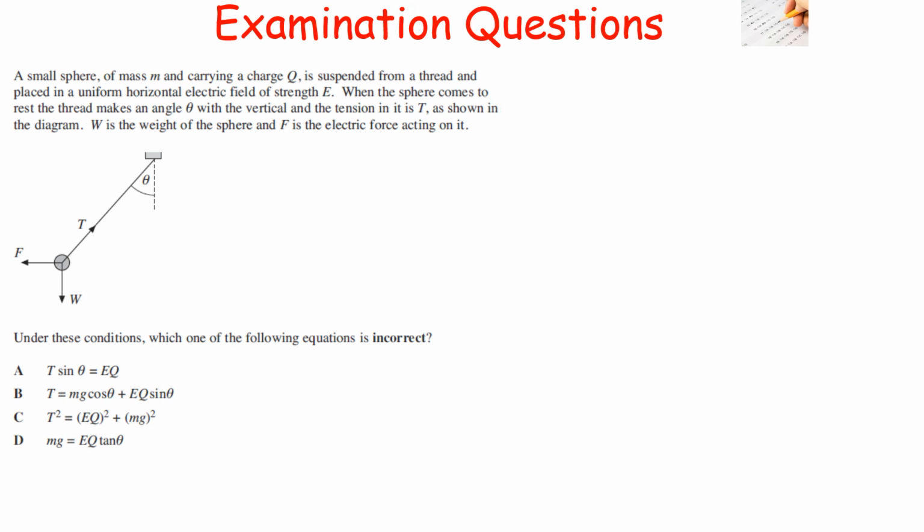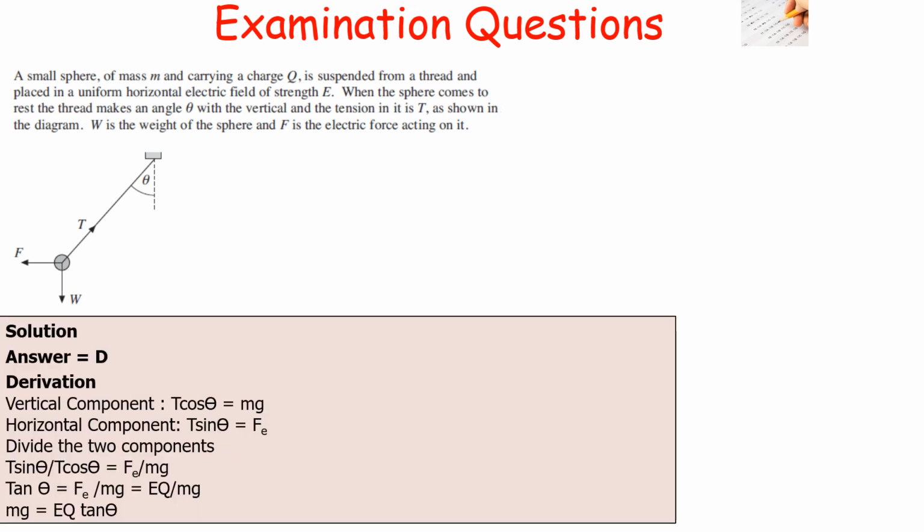Right, so the answer here is going to be D. And why is that? Well, we know that the vertical component is going to be T cos theta, which is equal to mg, because when we've resolved our angle for tension, which you can see is at an angle of theta, we can say that the vertical component of tension is T cos theta and therefore must equal the vertical force, which is the weight of the object. And therefore we know that the horizontal component, T sin theta, is equal to the electrical force in this instance.